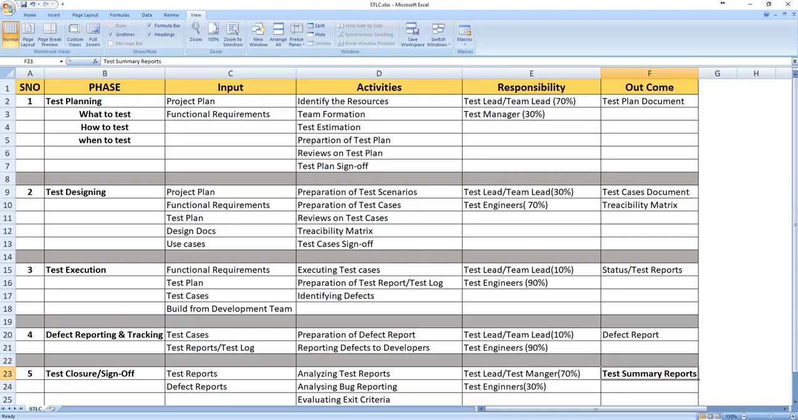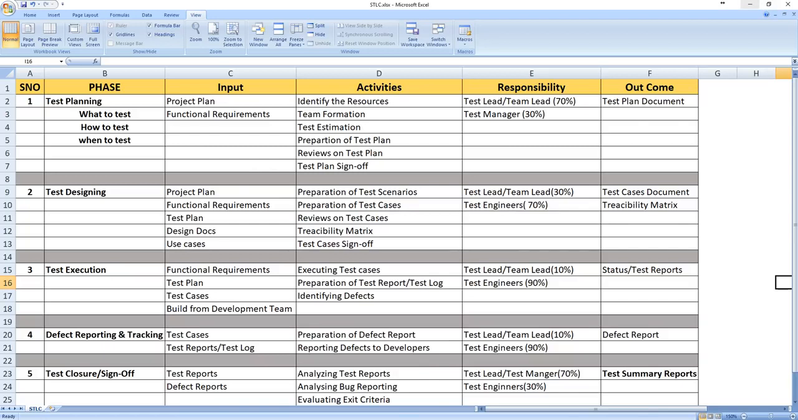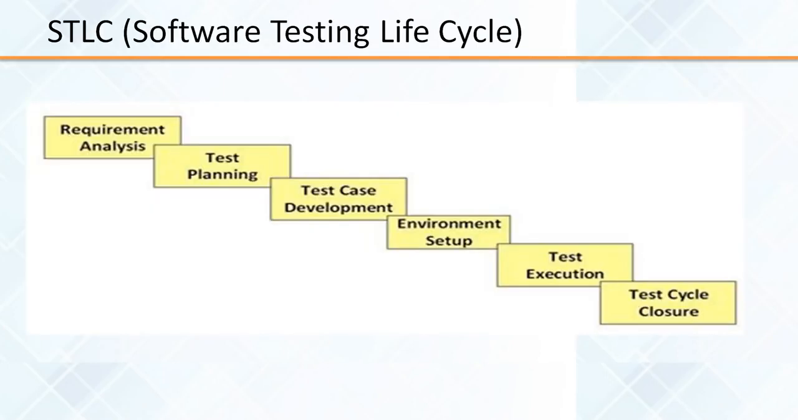Now we will go through each and every phase: test planning, test design, execution. We have just discussed a high level overview of all the things. Now let us see each and every phase of STLC in detail. Now I'm coming back to the STLC PPT. So first requirement analysis, test planning, test designing, test execution and defect reporting, and test closure. These are the main STLC phases we discussed, right? So now let us go to the first one. This is the STLC life cycle: requirement analysis, test planning, test case development, environment setup, test execution, test cycle closure, and everything. Yeah, this exercise I have just now explained.